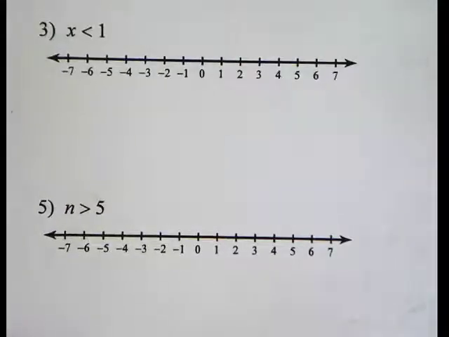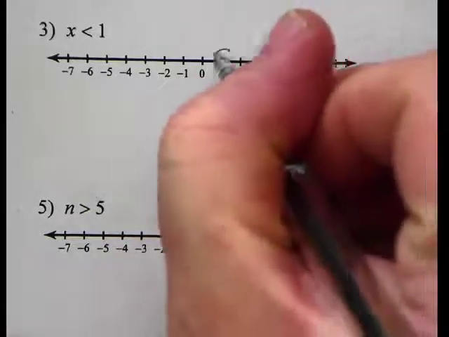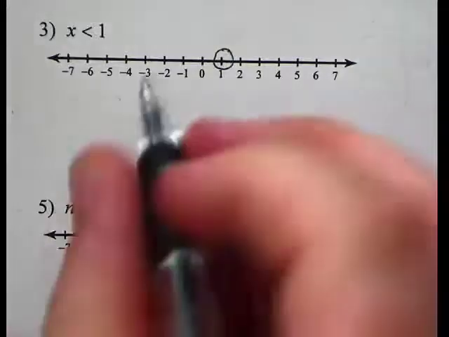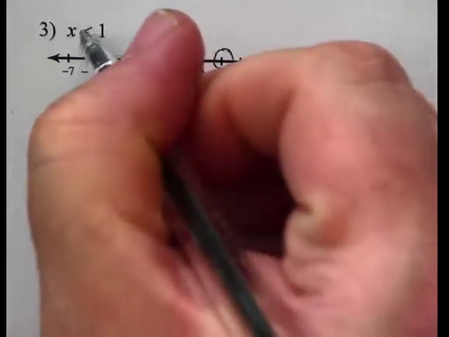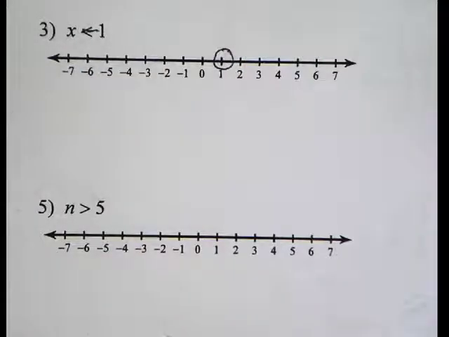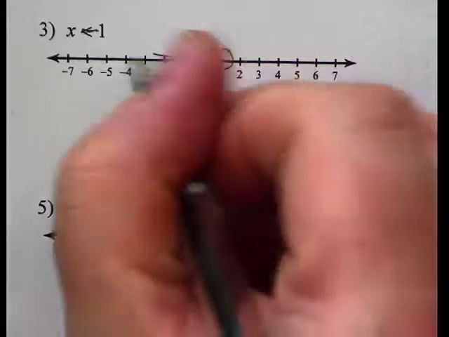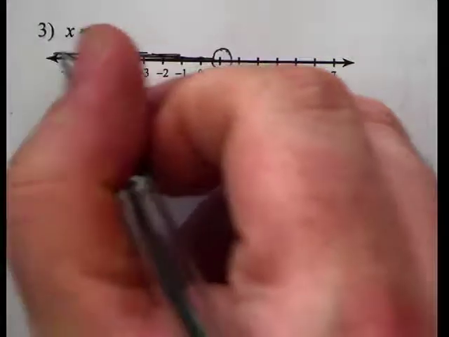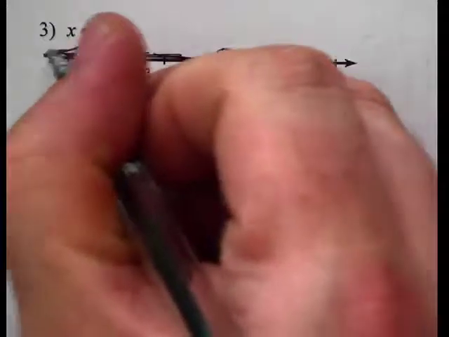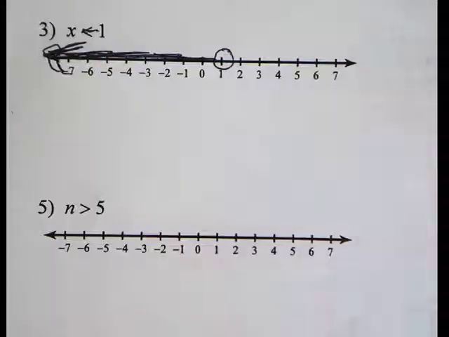Okay, x is less than 1. It is not equal to, which means 1 is not included. So I've got an open circle, and my little arrow is pointing to the left. So I'm going to shade to the left, just like that.